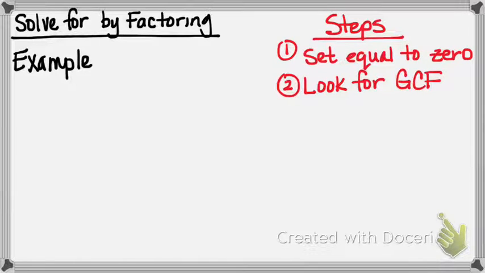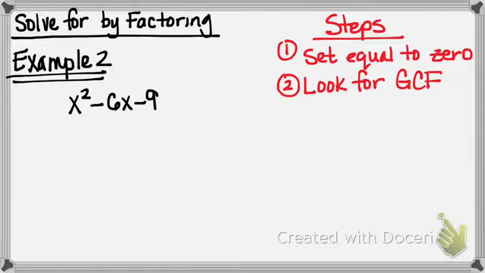Okay, so for example 2, we have x squared minus 6x minus 9 equals 18. And we're going to factor that down. So I'll give you a minute to copy that down. Then we'll work through it together.